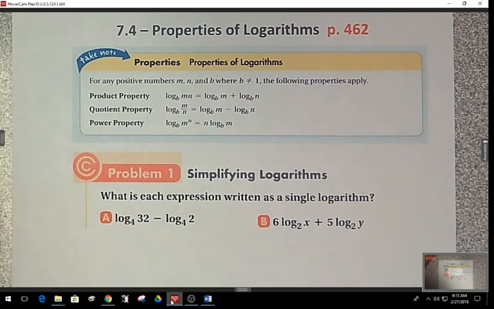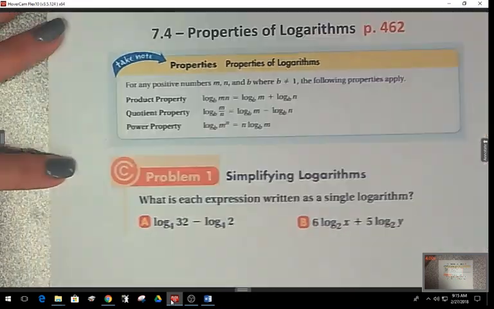Alright guys, today we're going to cover section 7.4, properties of logarithms, and I plan on dividing this into two separate videos. So we'll have probably 2 examples on this one and 2 to 3 on the next one. So what I want to do before we jump into the properties of logarithms is remind you a little bit about some of the properties of exponents.